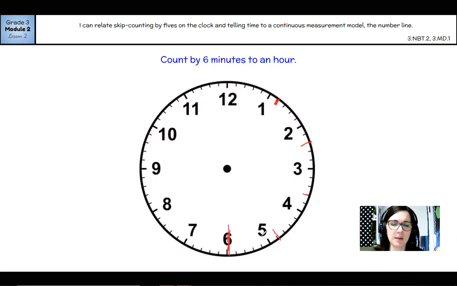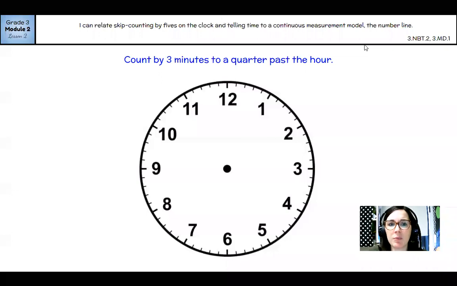Okay, I think I can stop there. I stopped at a half hour, but that's okay. We're going to get the idea here. So we have 6 minutes, 12 minutes, 18 minutes, 24 minutes, 30 minutes. Do you notice what it just sounded like? It kind of just sounded like multiplication, skip counting. 6, 12, 18, 24, 30, because we're increasing by 6 every time.